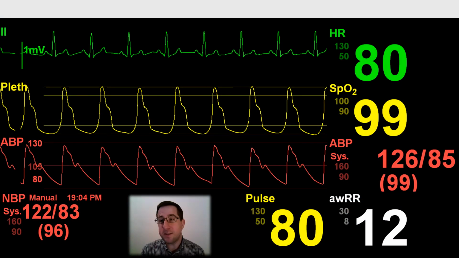So here is a typical trace that you may see on an intensive care unit, where you have the electrocardiogram at the top, the SAT trace or plethysmograph, the yellow line, underneath, and then underneath that is an arterial blood pressure. As you can see, that's a similar waveform again, with the anacrotic notch, the dicrotic notch, and the top of the wave is the systolic pressure and the bottom of the wave is the diastolic pressure.